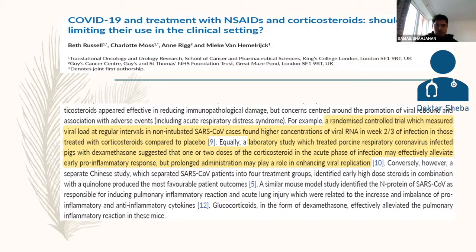OK, so this is a UK paper, and they are saying what the benefit of steroids is. It was seen that this early pro-inflammatory response control, they are quite effective, but however it's not in the guideline yet, because this is a UK paper.